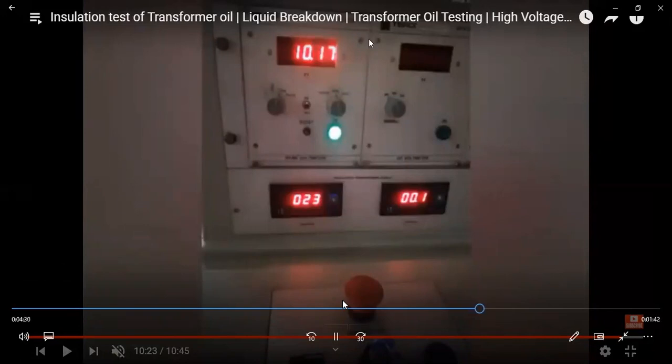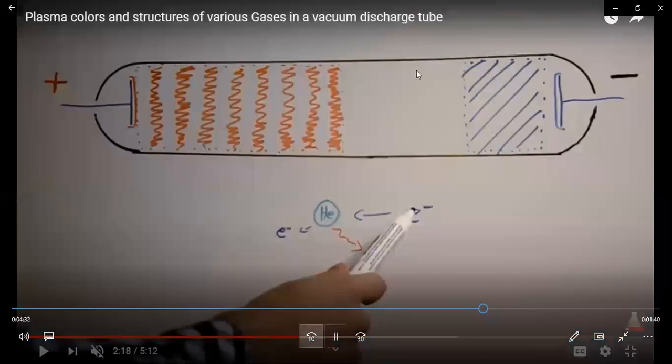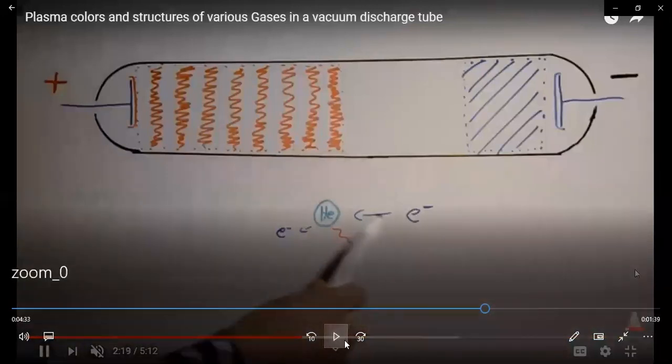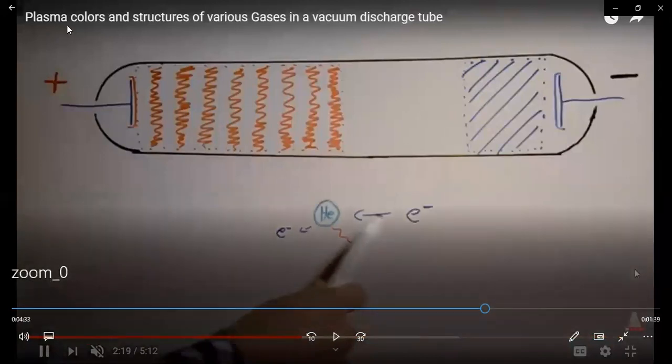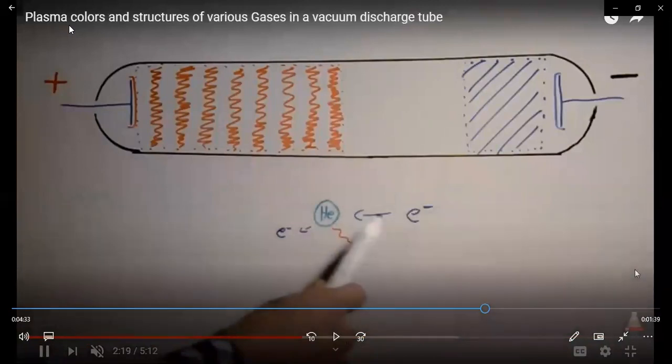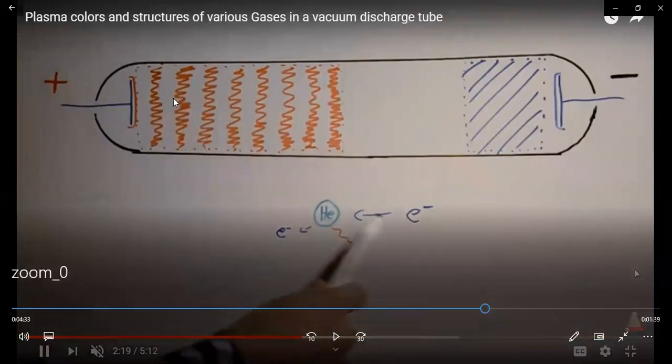I will show you a video clip of the plasma. We have studied the plasma in our class, and we have studied what plasma is. Plasma is actually ionized particles. We have also studied two types of plasma: the neutral plasma and the non-neutral plasma.